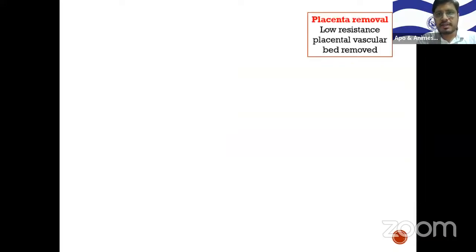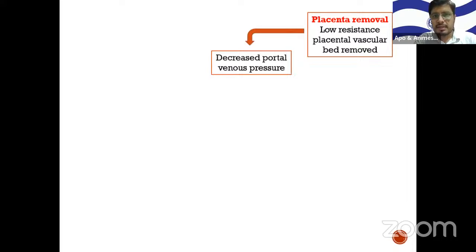The two very important things that happen at birth: the first is placental removal. The low resistance placental vascular bed is removed from the circulation, and it has great impacts on the circulation. First, the portal venous pressure decreases drastically, and since the portal venous pressure is reduced relative to the IVC, the ductus venosus gets closed. So the first shunt gets closed due to this pressure gradient reversal.